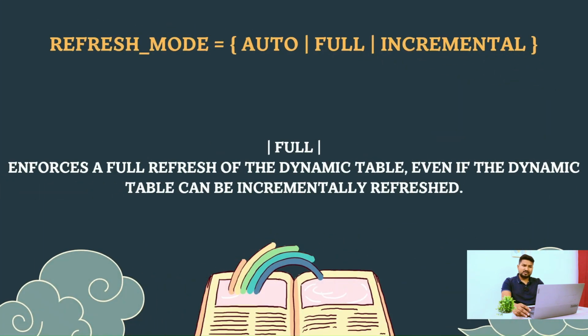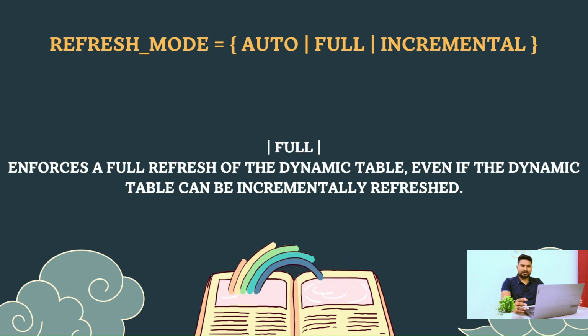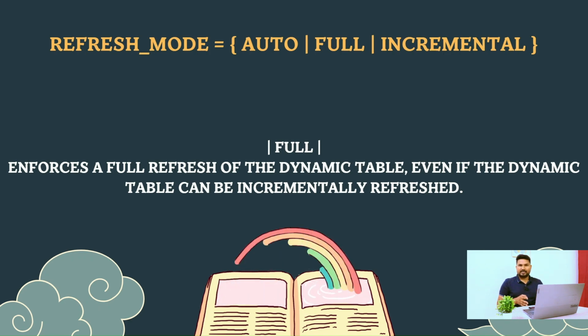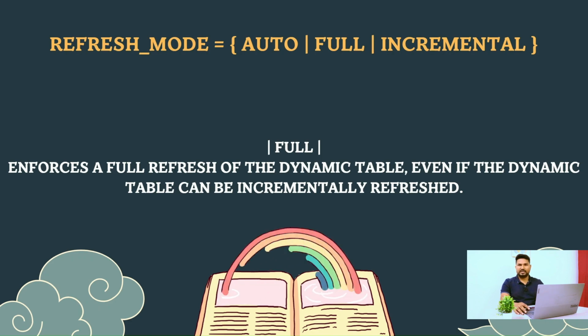Full enforces a refresh of the dynamic table even if the dynamic table can be incrementally refreshed. So if you select the full refresh mode, it will update itself fully. Whenever the data gets changed and the target lag is set, within the target lag it will refresh itself fully. And if you set it incrementally, it will change itself only with the new data or updated data.